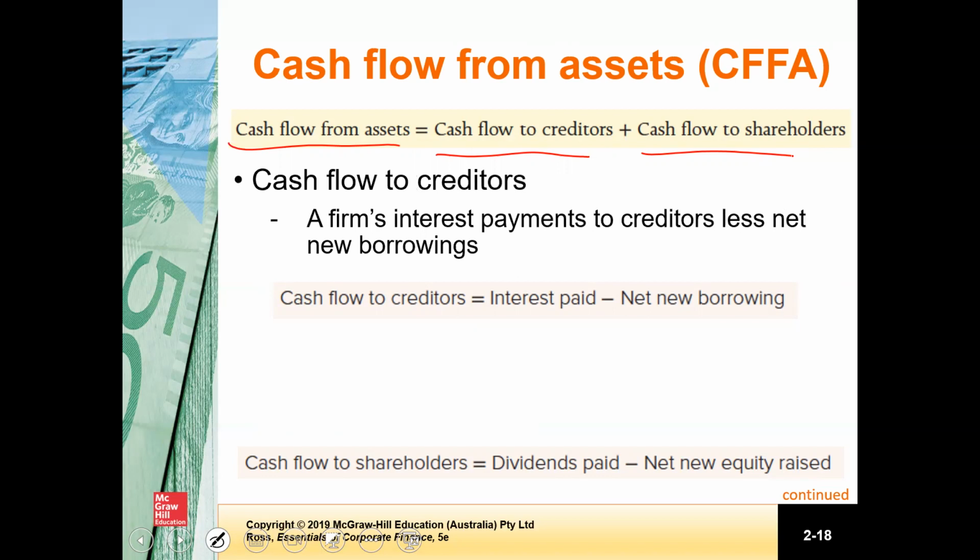Now, cash flow to creditors and shareholders represent net payments to creditors and owners during the year. They are calculated in a similar way. So you can see that cash flow to creditors is interest paid minus net borrowing, and cash flow to shareholders is dividend paid minus net new equity raised.